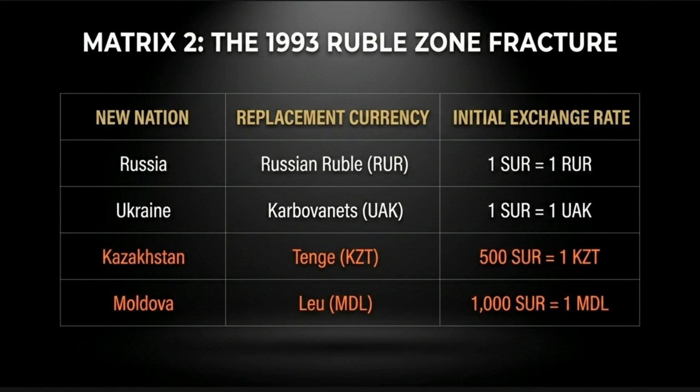The 1993 ruble zone fracture saw newly independent nations adopt their own currencies. While Russia maintained a 1-to-1 exchange, countries like Kazakhstan and Moldova introduced significant devaluations for their replacement currencies.